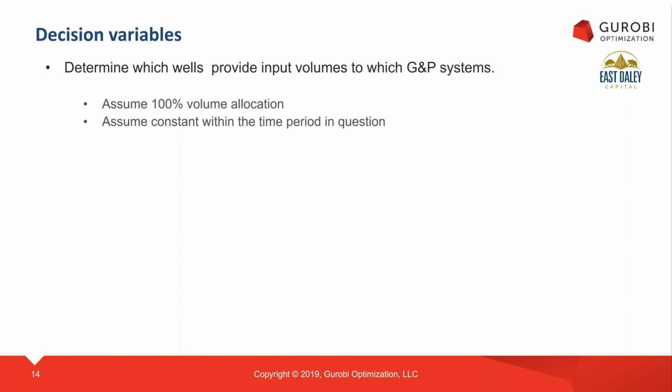We're also going to assume that it's constant within the time period in question. So if we're looking at 36 months, we're going to assume that every well stays dedicated to a system within that 36-month window, and they don't switch from month to month.